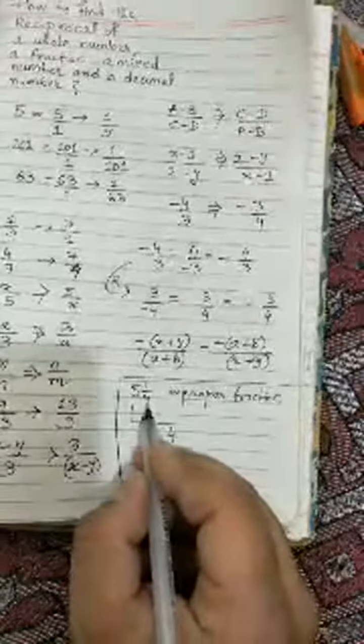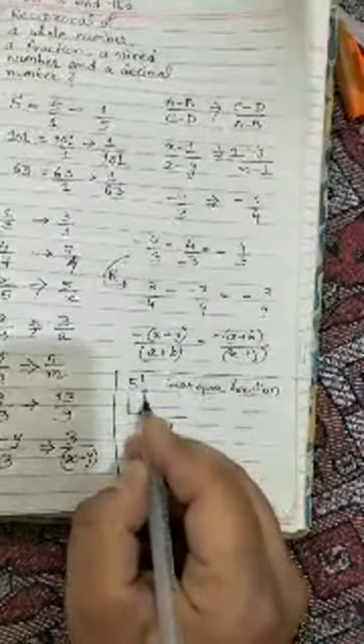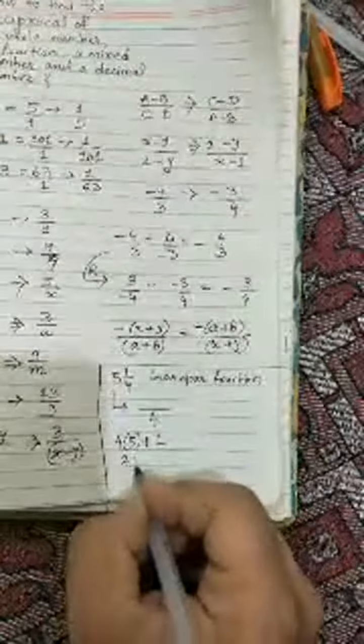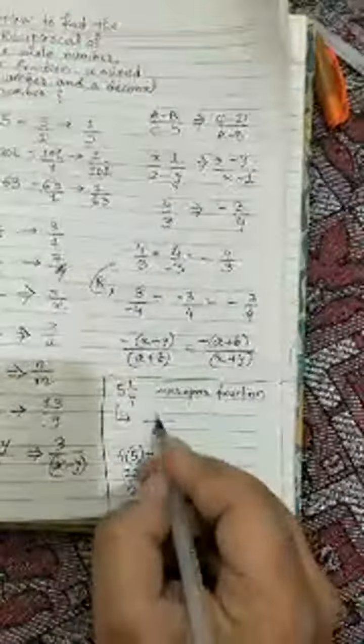And now what would the numerator be? You have to multiply this denominator with this whole part. That means 4 times 5, and then you have to add this numerator to that. So it would be 20 plus 1, that is 21. So the improper fraction of this number would be 21 by 4, and the reciprocal would now be simply 4 by 21.